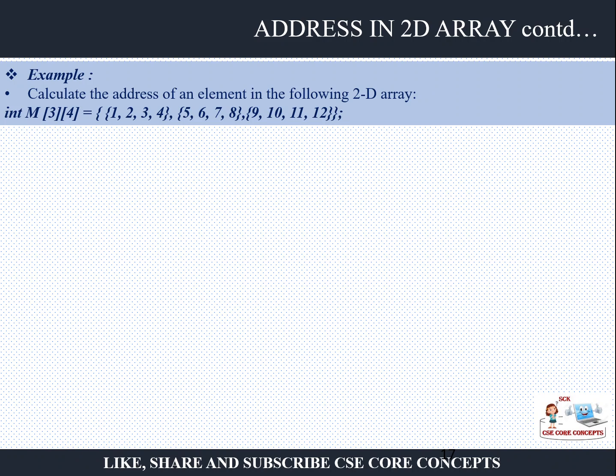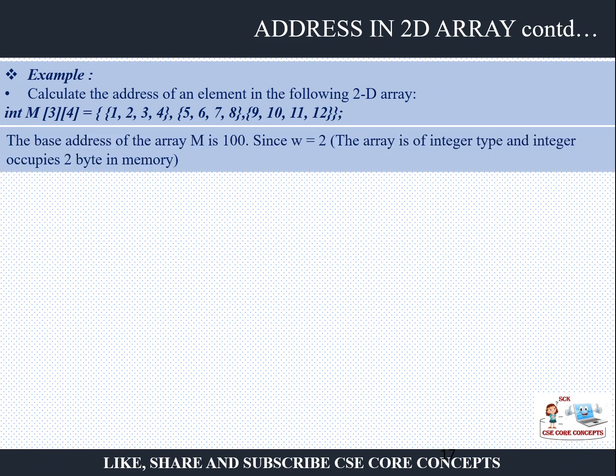So I have a two-dimensional array M, which is of type integer, and the size is 3 cross 4. So I have 3 rows and 4 columns in the array. The base address of M is given as 100. So M is starting from location 100, and I am saying W is equal to 2 because I have declared M as integer, so integer requires 2 bytes in the memory. So short int. Okay, I am referring to it as short int. So short int requires 2 bytes in the memory. So W is equal to 2.